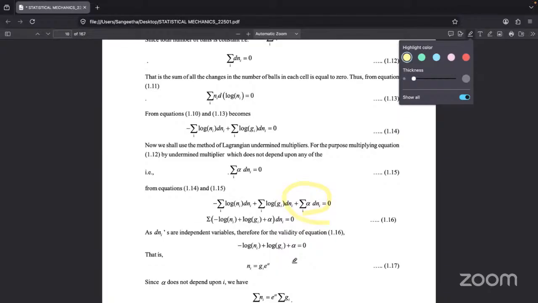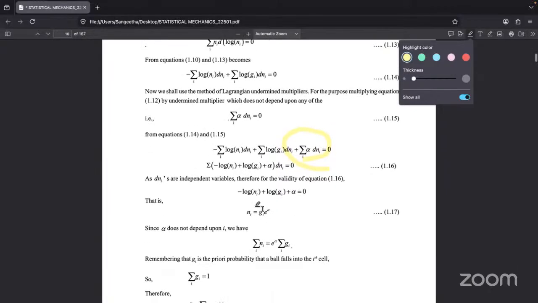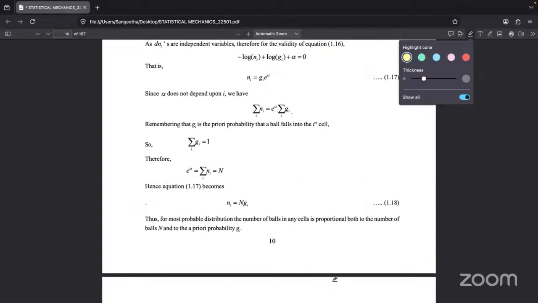So making it common, in place of e power alpha, substitute capital N. After substituting capital N, we will get ni equal to N times gi. Here, what is small ni? What is capital N? What is gi? Gi is called the prior probability.